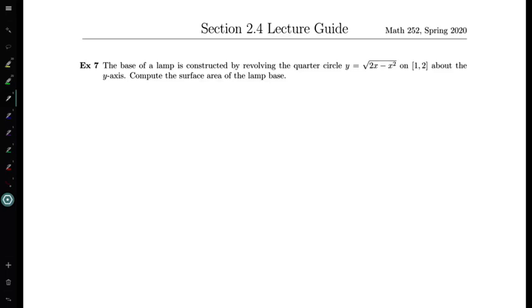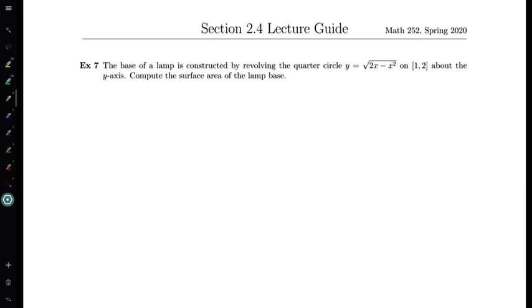In this last video for section 2.4, we're going to take a look at a particular surface area example. This one's a little bit tricky, and it's not obvious why it's tricky from the get-go. So let's dive in. We've got the base of a lamp is constructed by revolving the quarter circle y equals square root of 2x minus x squared on the interval from 1 to 2 about the y-axis, and we want to compute the surface area of the lamp base.